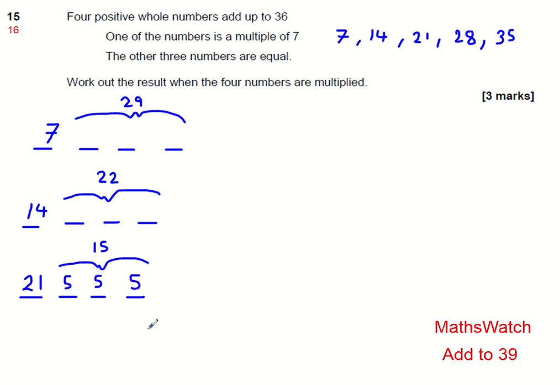So we've got our 4 positive whole numbers, 21, 5, 5 and 5, and we need to work out the result when these numbers are multiplied together. So you're just typing into your calculator 21 times 5 times 5 times 5 to get the final answer of 2,625.